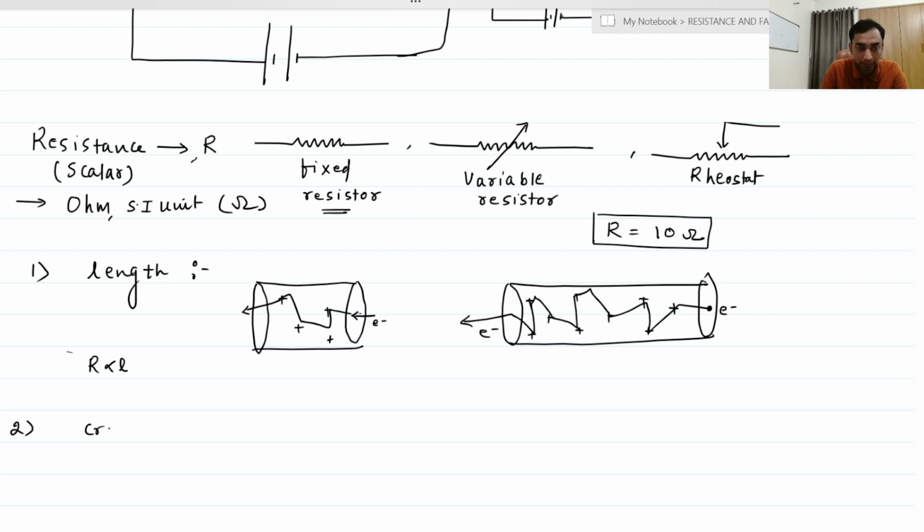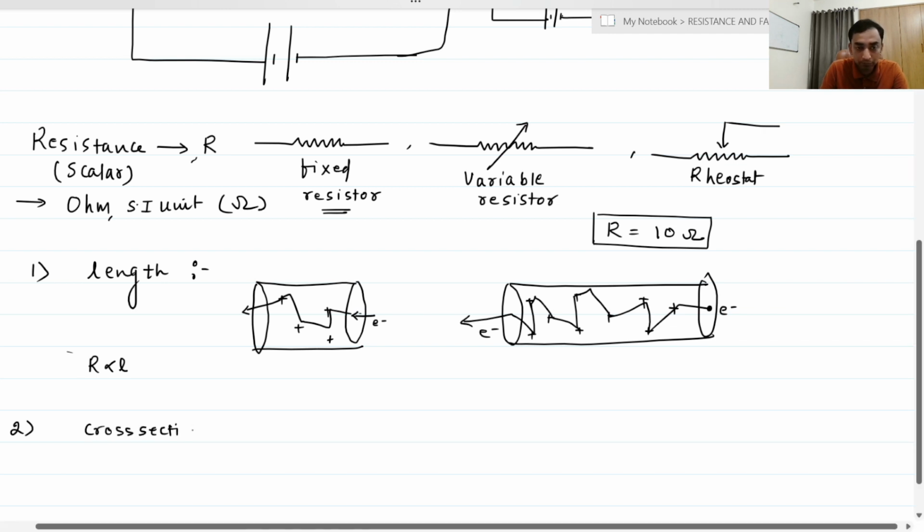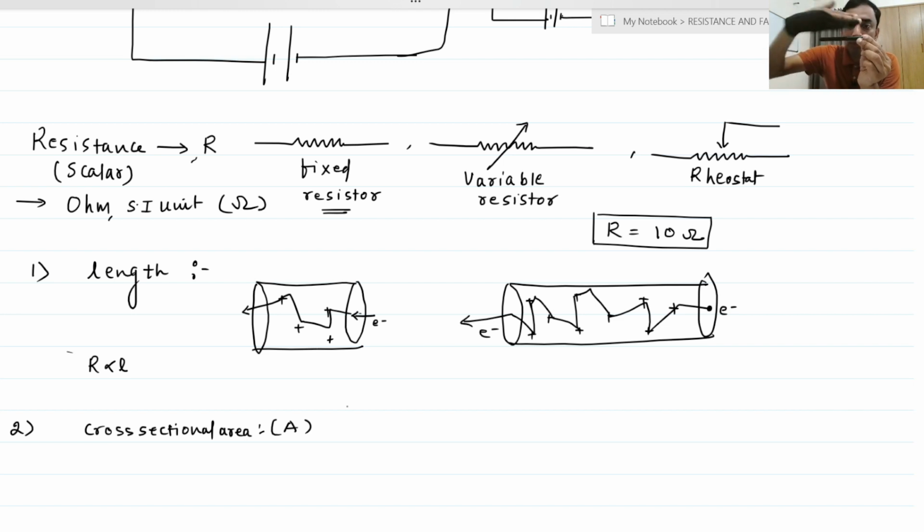Second, the cross-sectional area. That is A. Now, which cross-sectional area am I talking about? Suppose this is the length, right? This is known as the curved surface area, correct? But this is known as the cross-sectional area. We are supposed to discuss the cross-sectional area, because when you connect a conductor across the circuit, the electrons will be entering through this cross-sectional area. They will be actually encountering this cross-sectional area, and they will come out of the cross-sectional area. The electrons do not pass through this curved surface area. So we are only going to discuss the cross-sectional area.